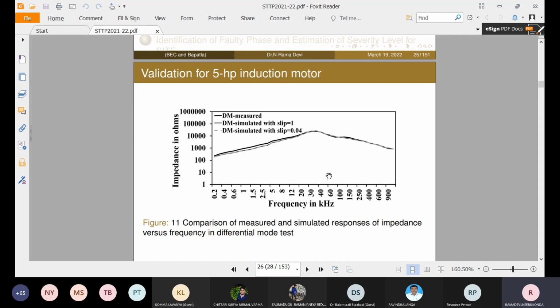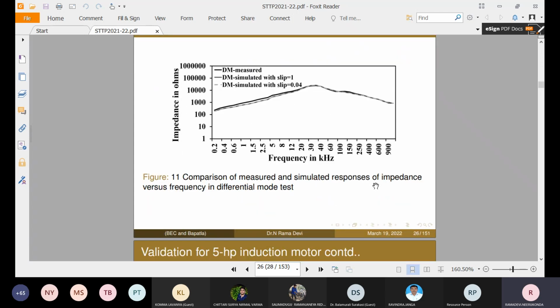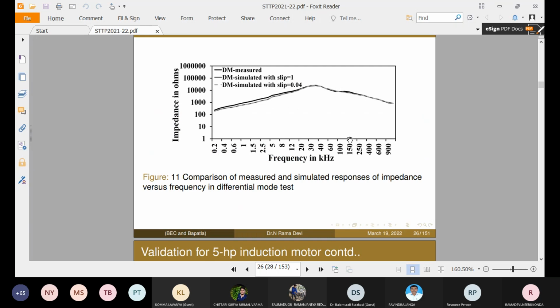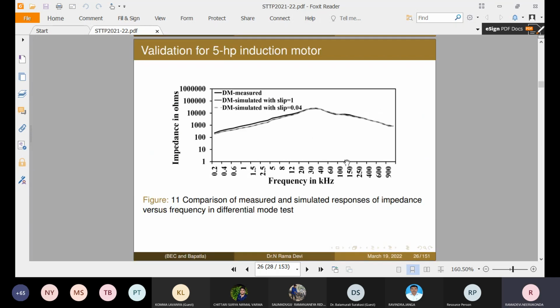For higher values of slip and lower values of slip, there is no change in the impedance plot. So the impact of slip variations during the high frequencies is very negligible.